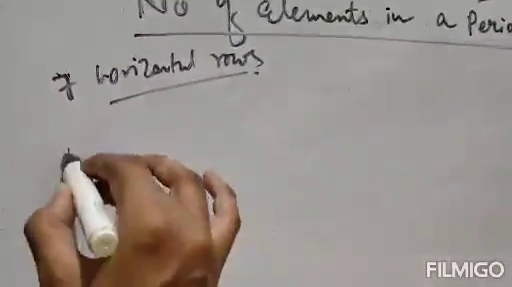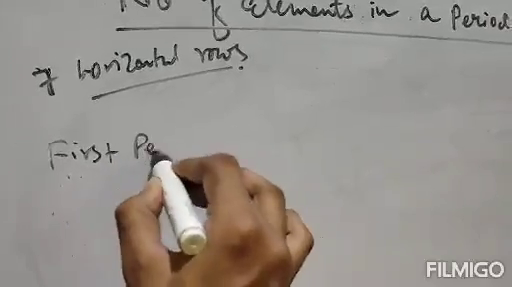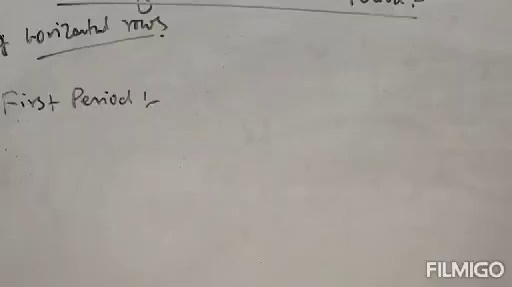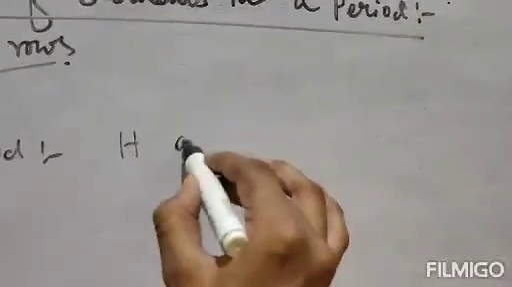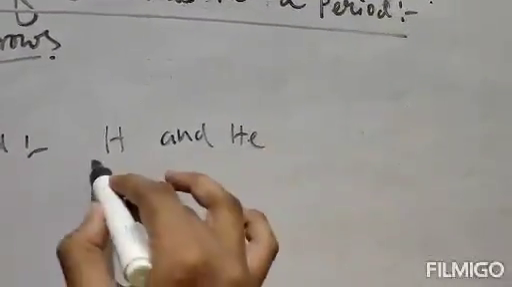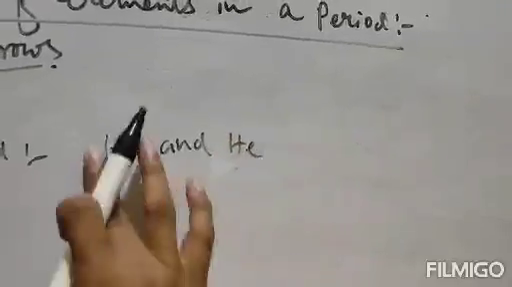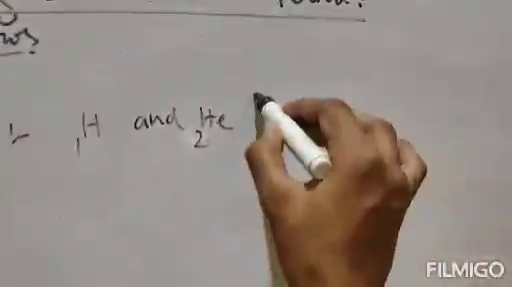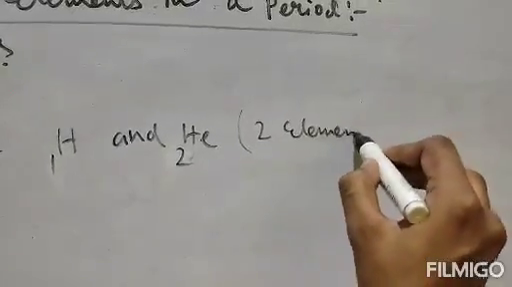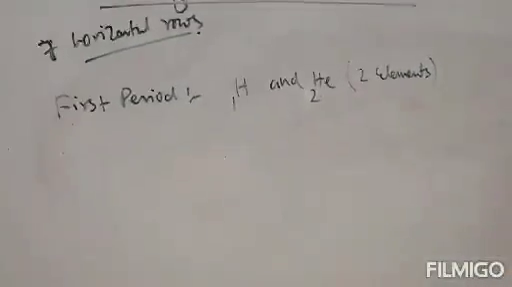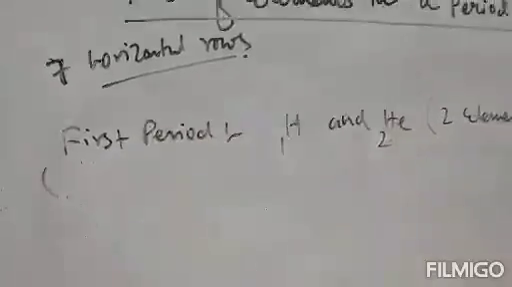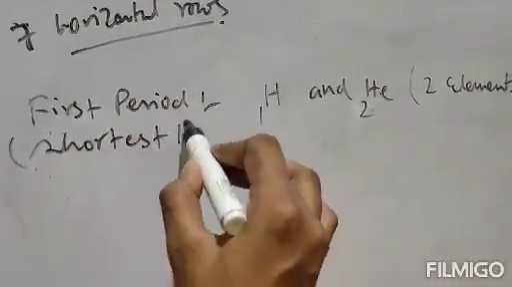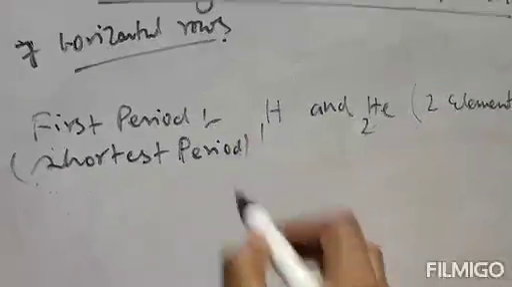So first period, period number 1, contains only two elements, hydrogen and helium. Atomic numbers are 1 and 2. So only two elements, hydrogen and helium, in the first period. As it contains only two elements, it is also termed the shortest period.